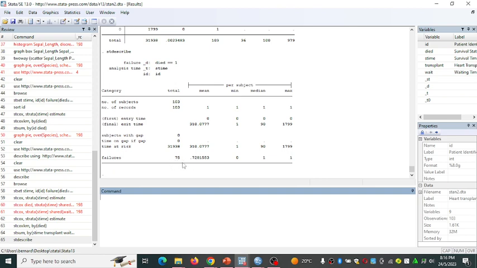So yes, just go do more research on survival analysis, how you can apply it in real time to solve some of your day-to-day questions.